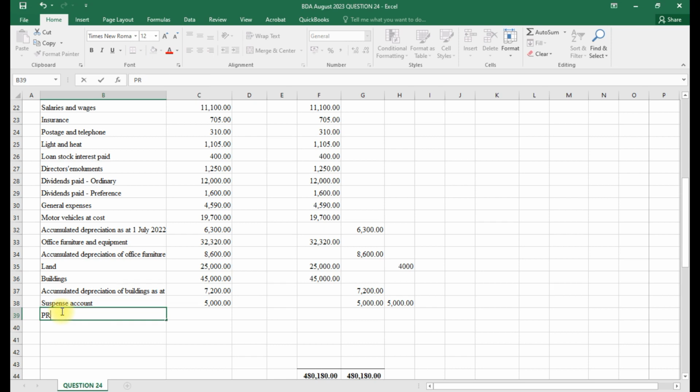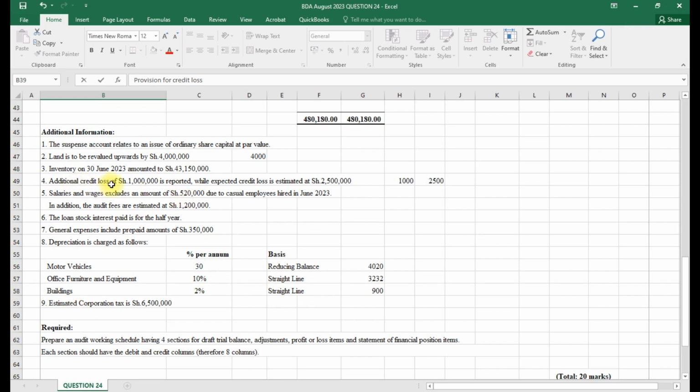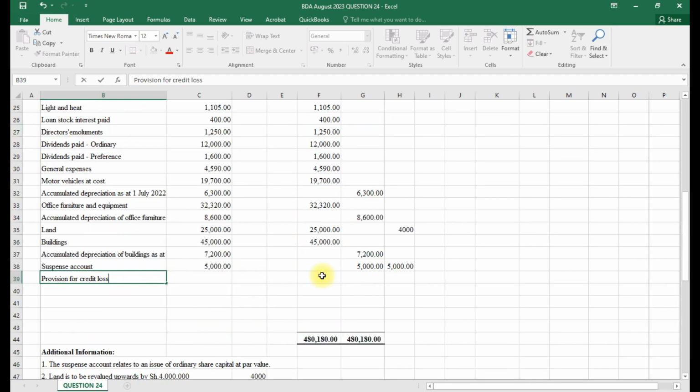Provision for credit loss. Yeah, this is the allowance for bad debts. So we are creating that, and it's a new one. Additional credit loss of 1,000 is reported, while expected credit loss is estimated at 25. So this is a provision of 25 here.